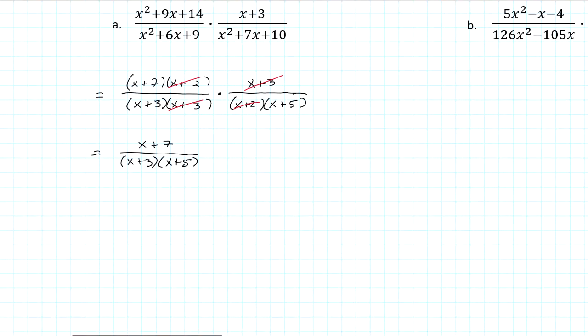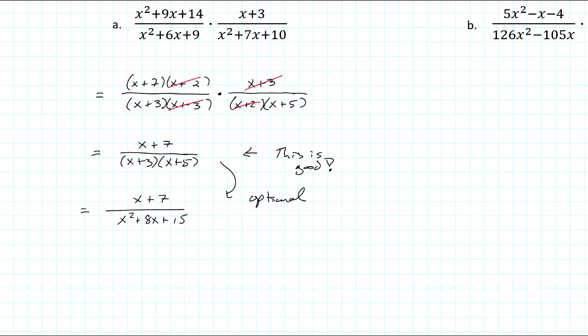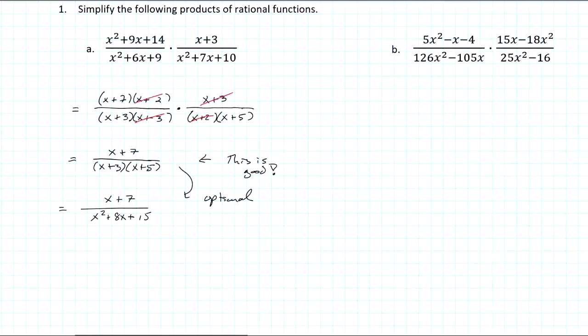Now we could leave it here. This is good. And then we can optionally go ahead and multiply that bottom out to get x squared plus 8x plus 15. All right, that's it for the first one.